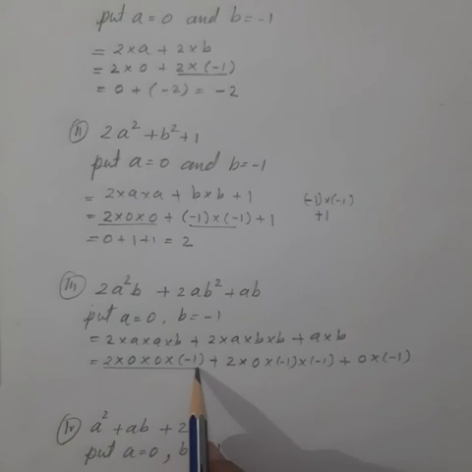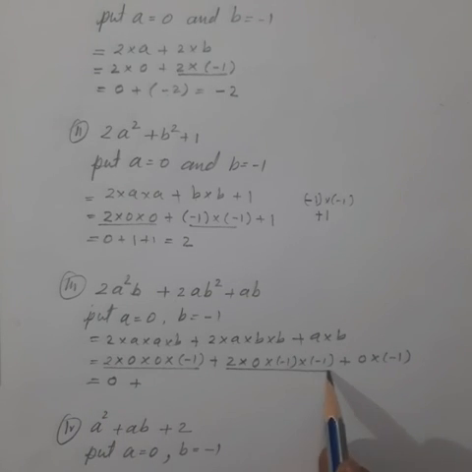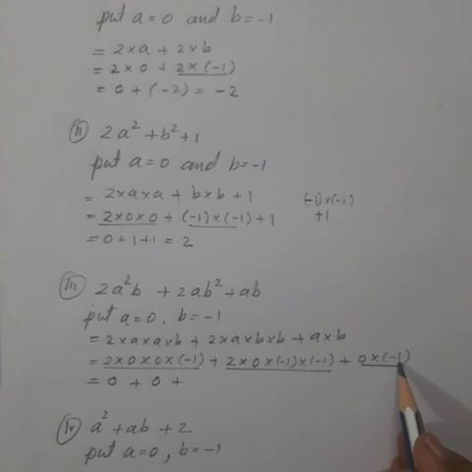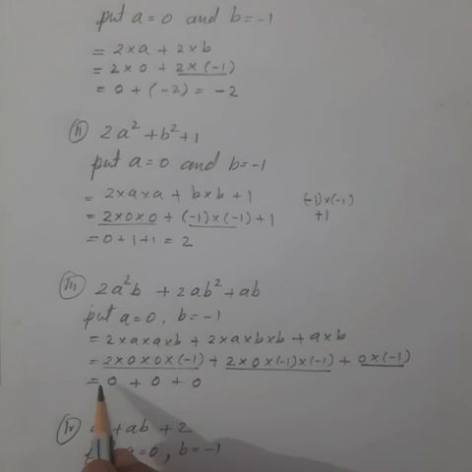Now this multiplication. In this multiplication there is 0. So any number multiplied by 0 is 0 plus. In this multiplication also there is 0. So any number multiplied by 0 is 0. Again in this multiplication minus 1 is multiplied by 0. So we get 0. And answer is 0 plus 0 plus 0 is 0.